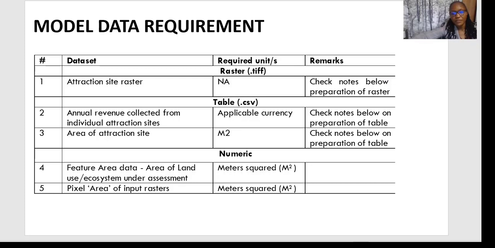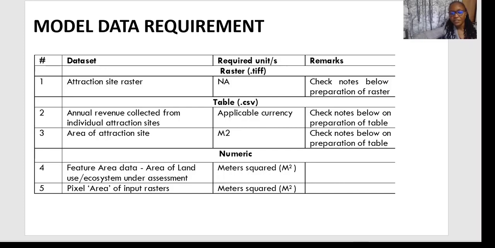Number 2, the annual revenue collected from individual attraction sites in the applicable currency. When you go to the guide, you'll be able to see the nature in which the preparation of the table is done so that the data can be able to load very well. But what is key to note at this stage is that it's a CSV file and not an Excel file. So you have to prepare this particular table having the annual revenues, having the area of attraction sites in a CSV file so that it can be able to load.